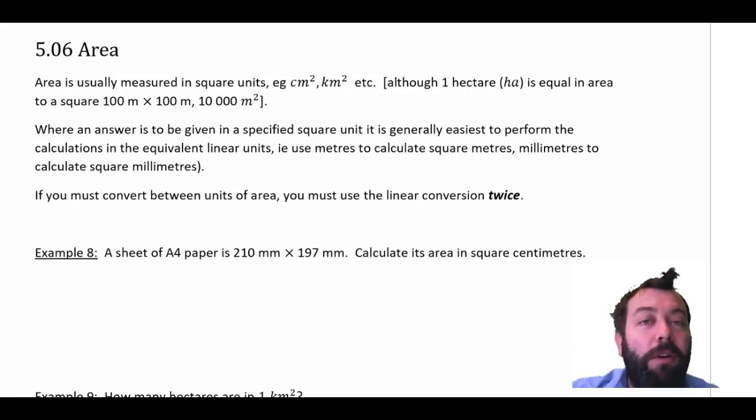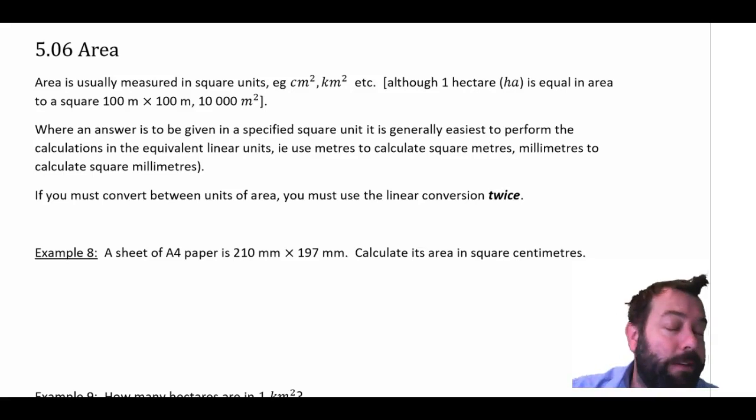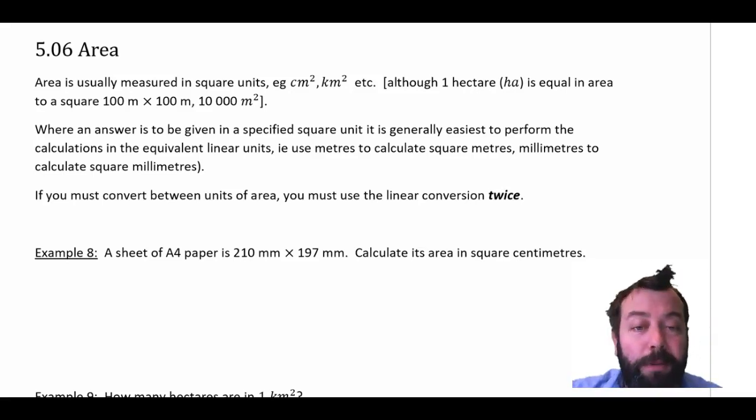So however many linear units, we use that again for our conversion, right? 10 millimetres in a centimetre, 100 centimetres in a metre, 1,000 millimetres in a metre, 1,000 metres in a kilometre, right? We use those conversions, but we use it twice.